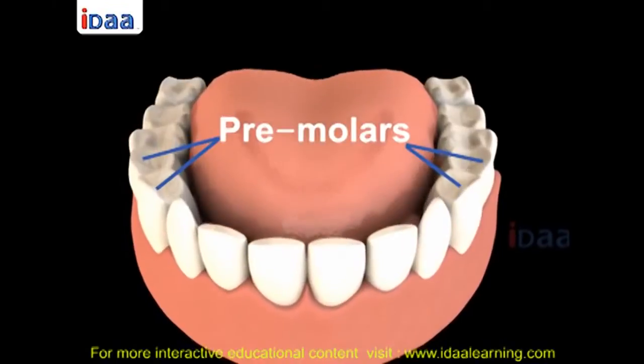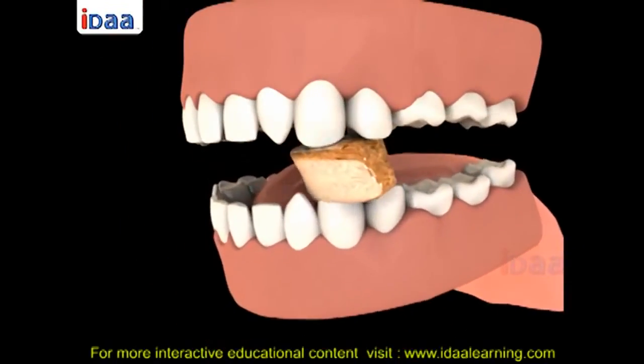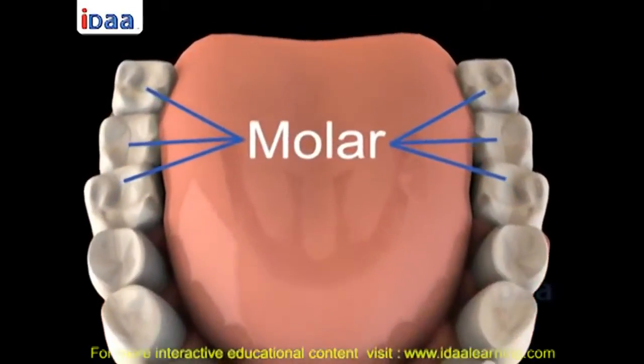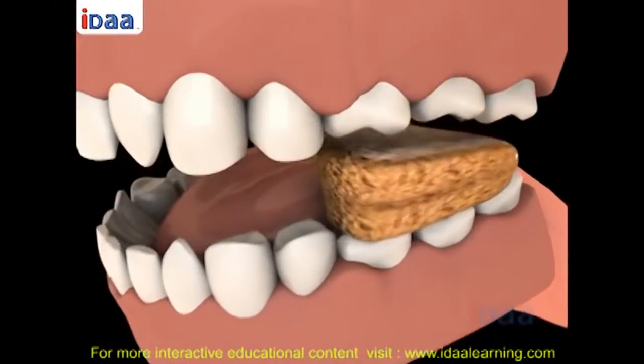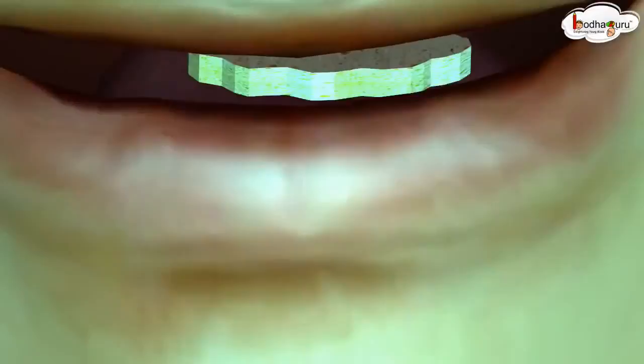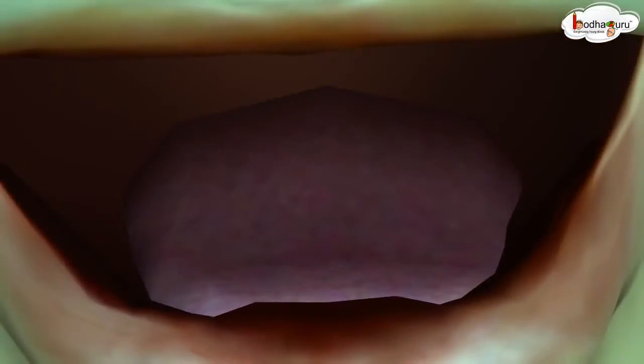Premolars. There are 4 premolars just behind the canines and help in chewing the food. Molars. There are 6 molars. They are used for grinding and chewing the food before swallowing. Saliva contains the enzyme which helps in breaking down starch.